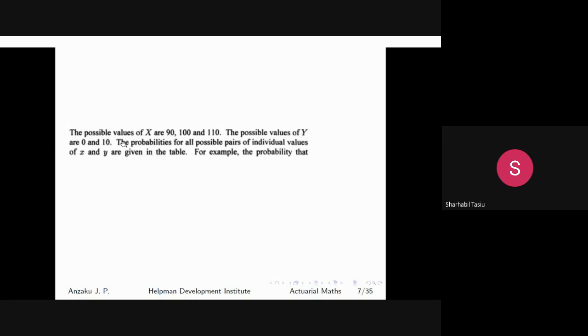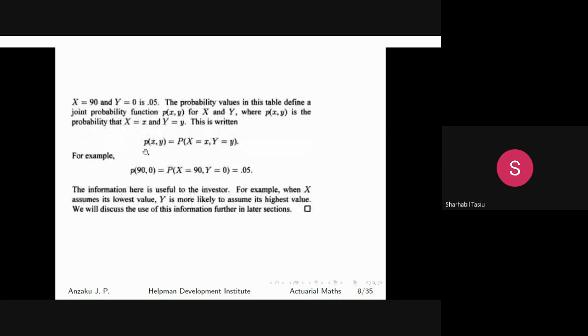Now, the probabilities for all possible pairs of individual values of X and Y are given in the table. So the table above is the pair of probabilities. It's not just a probability of one random variable, but the probability of two random variables which have been paired. Now, for example, the probability that X is equal to 90 and Y equals 0 is 0.05. Remember? Good. Also, the probability values in this table define a joint probability function.